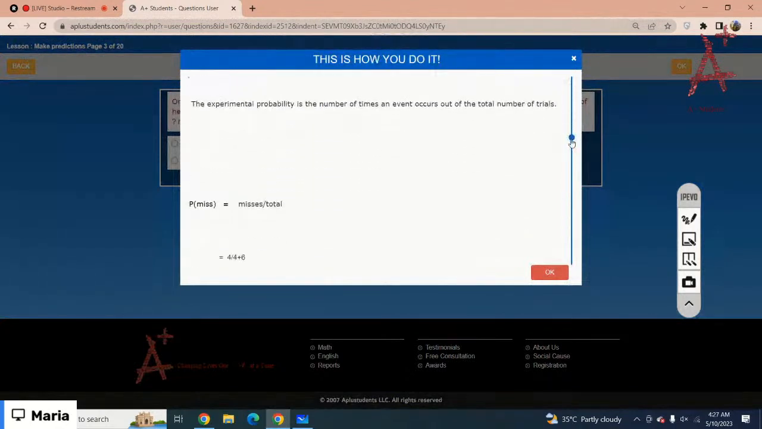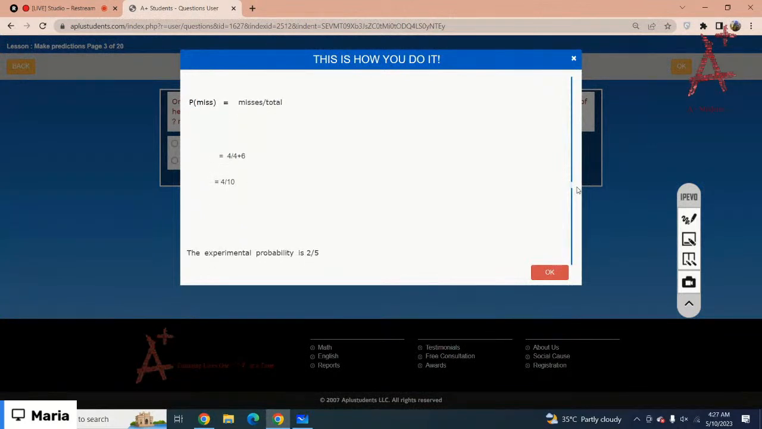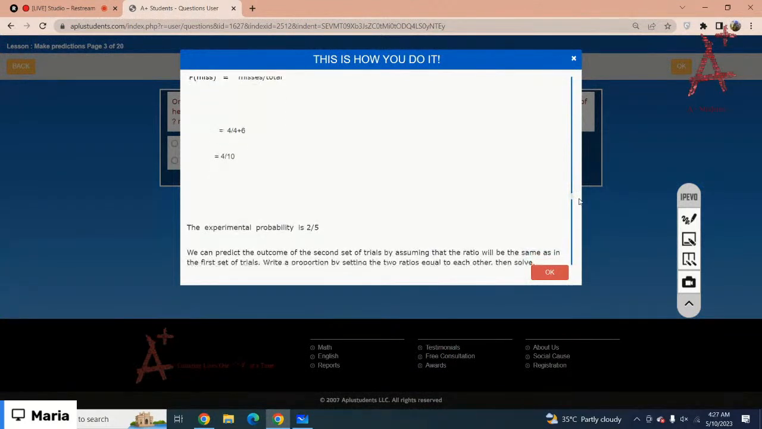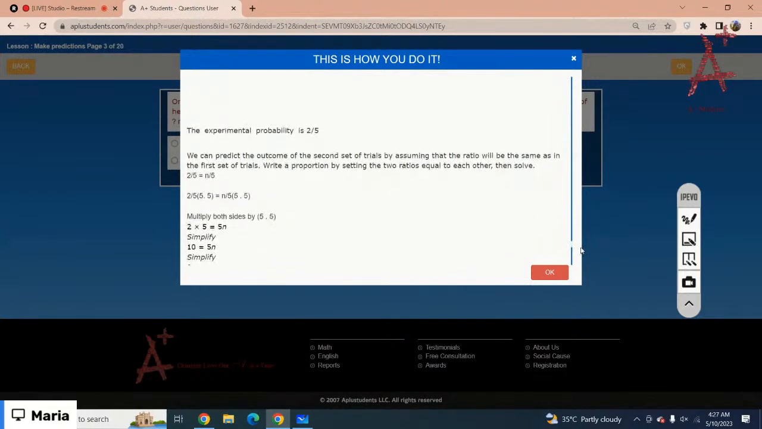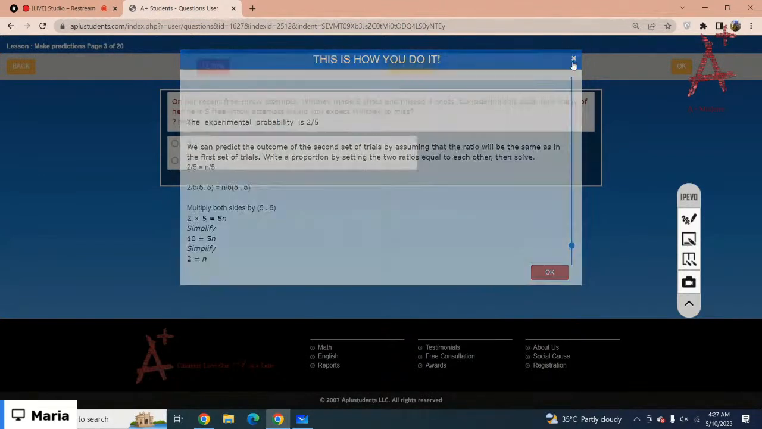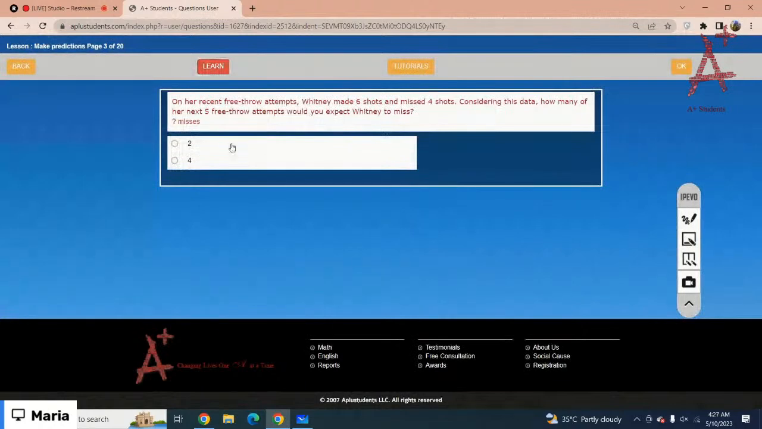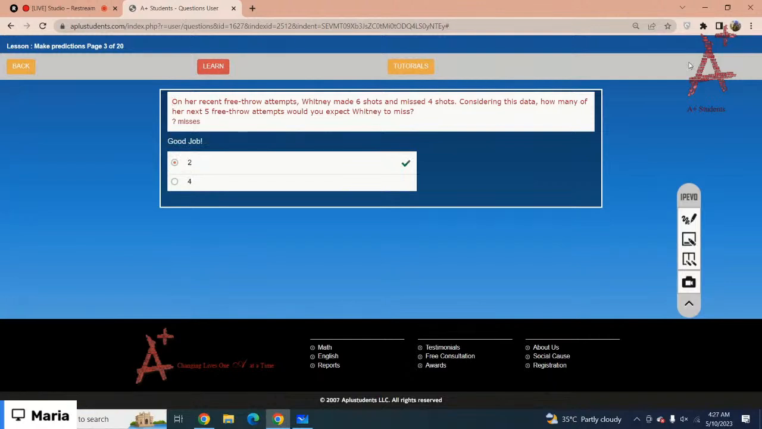Yes, it would be 4 out of 10. Got it? She missed 4 shots out of 10. So the experimental probability would be 2 over 5. Got it? You need to calculate 2 over 5 of 5. So 5 and 5 get cancelled out and you are left with just 2. That means she missed 2 shots out of the 5. You need to multiply 2 by 5 times 5. So 5 and 5 cancel out and you are left with 2. It would be 2. The correct option is 2.